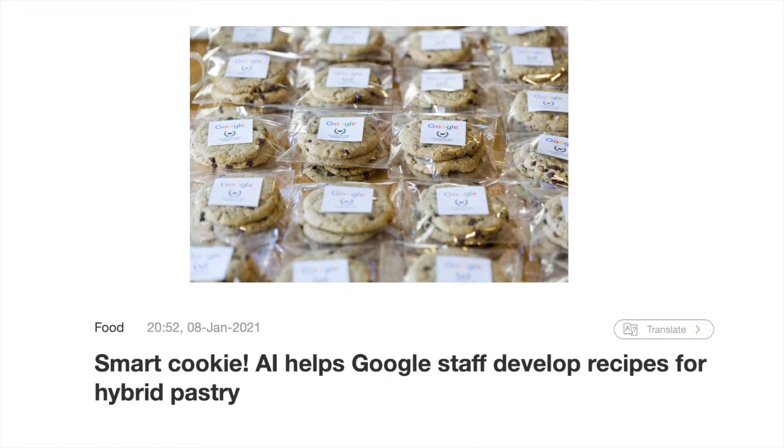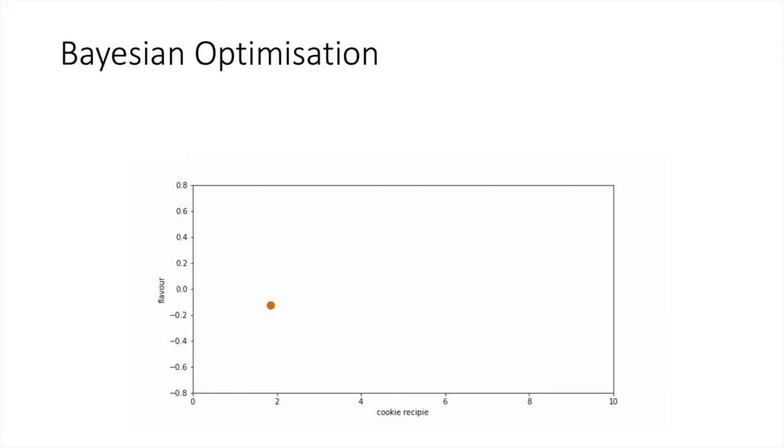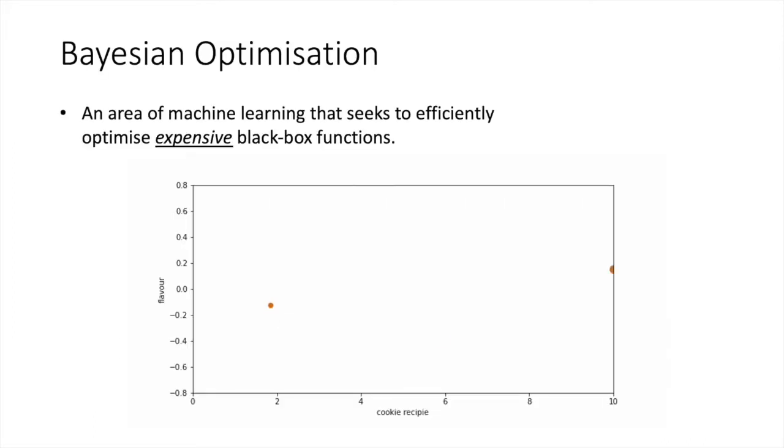A few years ago, Google attempted to create the world's best cookie with the help of artificial intelligence. They used a technique called Bayesian optimization. So what exactly is Bayesian optimization? Bayesian optimization is an area of machine learning that seeks to efficiently optimize expensive black box functions. A black box function is one where you only know the input and the output. This contrasts with traditional optimization methods because we cannot use gradient information at all.